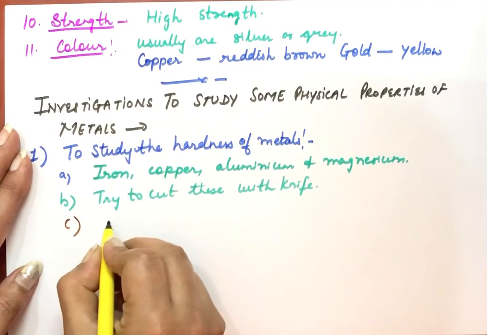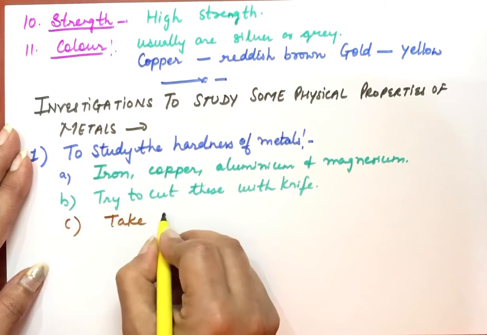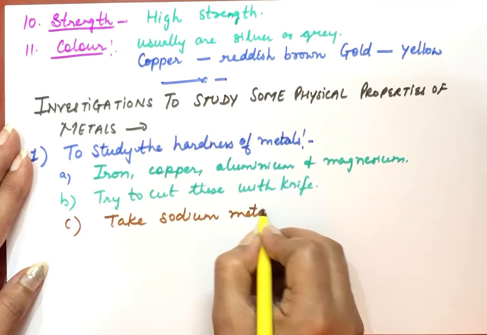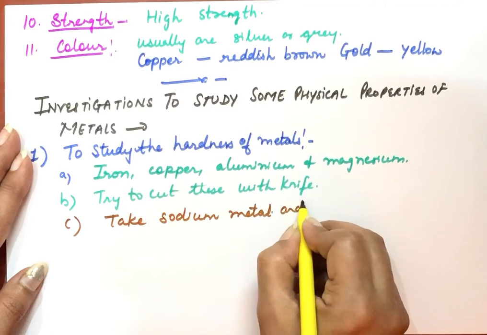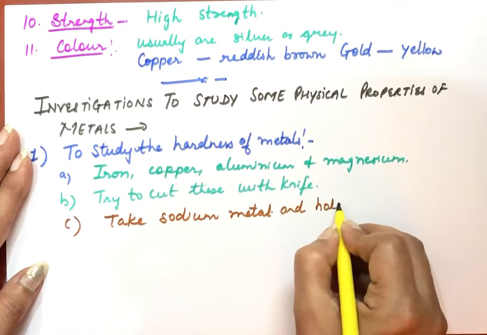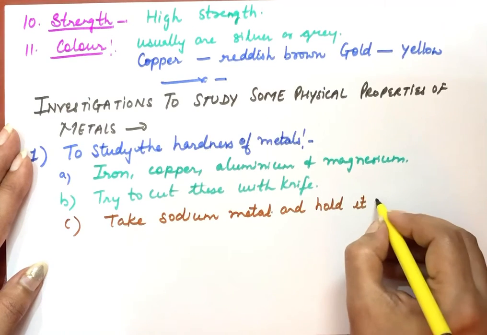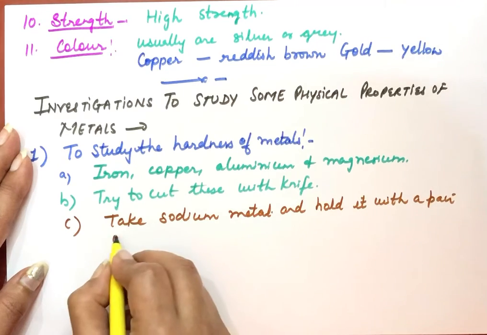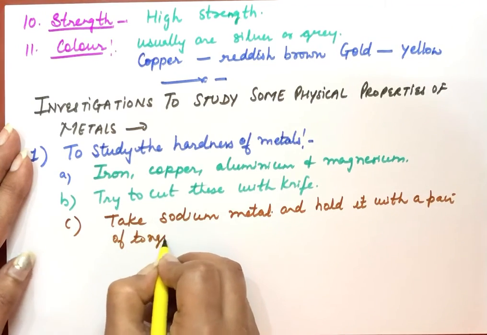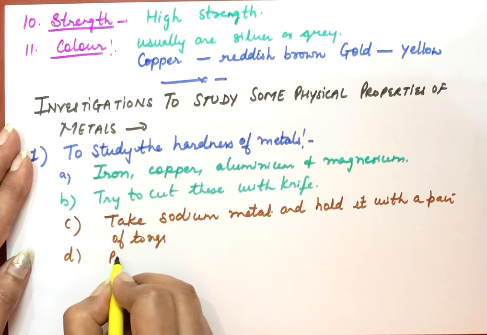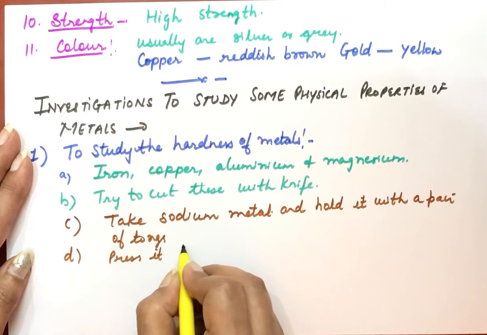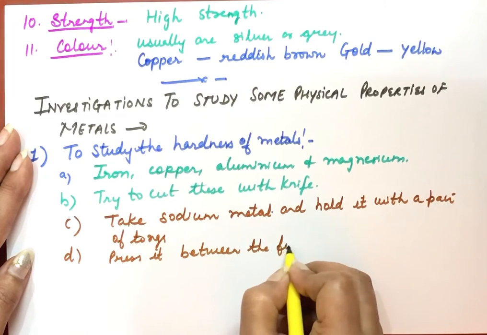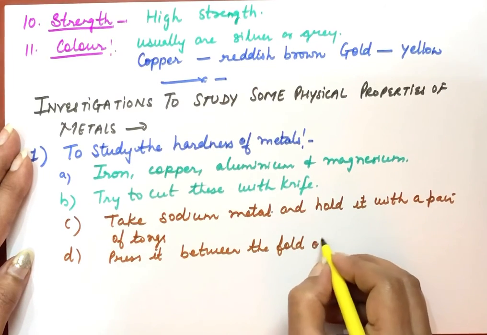But if we take sodium or potassium metals, take sodium metal, but we have to hold it with a pair of tongs. We cannot hold it with our hands because it can burn in our hand. It's a very reactive metal, so we have to hold it with a pair of tongs. And before cutting this metal, we have to dry it. So press it between the folds of filter paper.